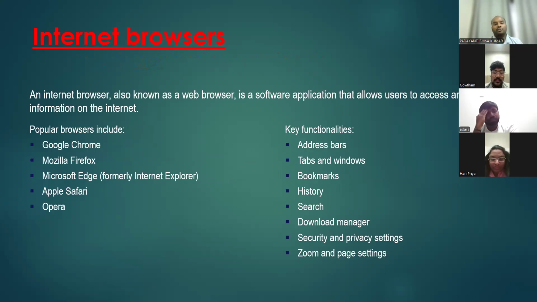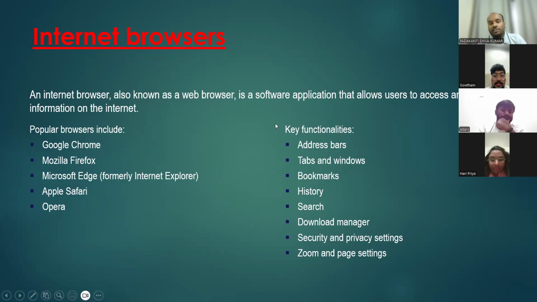An internet browser, also known as a web browser, is a software application that allows users to access and view information on the internet. Popular browsers include Google Chrome, Mozilla Firefox, Microsoft Edge, Apple Safari, and Opera. I think you guys are a bit familiar with these browsers that you use in your day-to-day life. I think most people use Google Chrome or the Google search engine. So these are the different types of internet browsers.